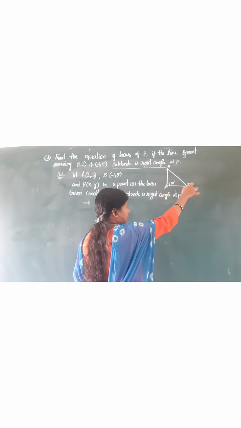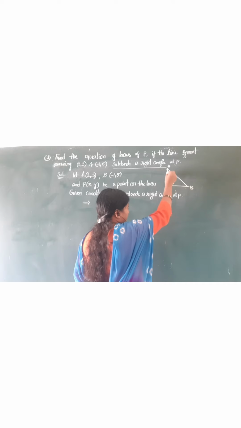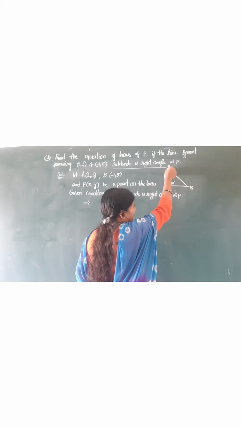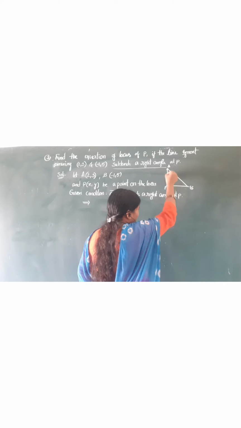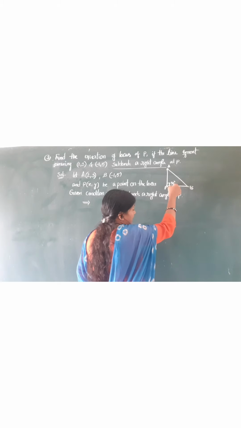The line joining AB subtends a right angle at P, what does that mean? At some point P, we have AP and PB, and AB, which is also the length of AB. But it is subtending at P with a 90 degrees angle.